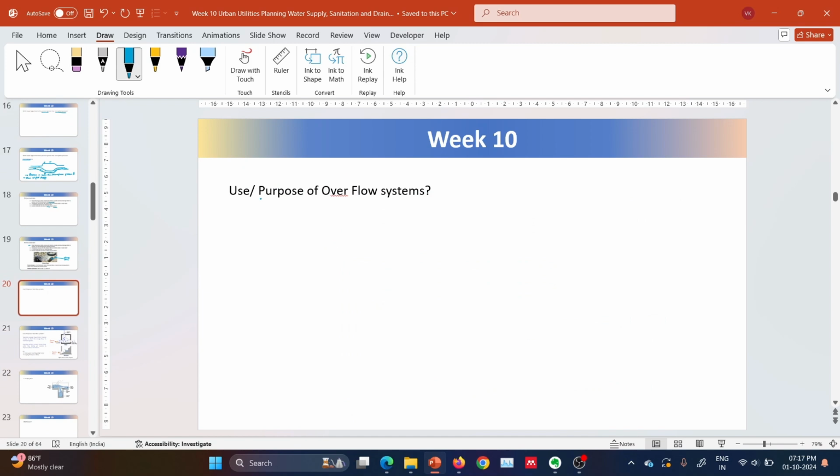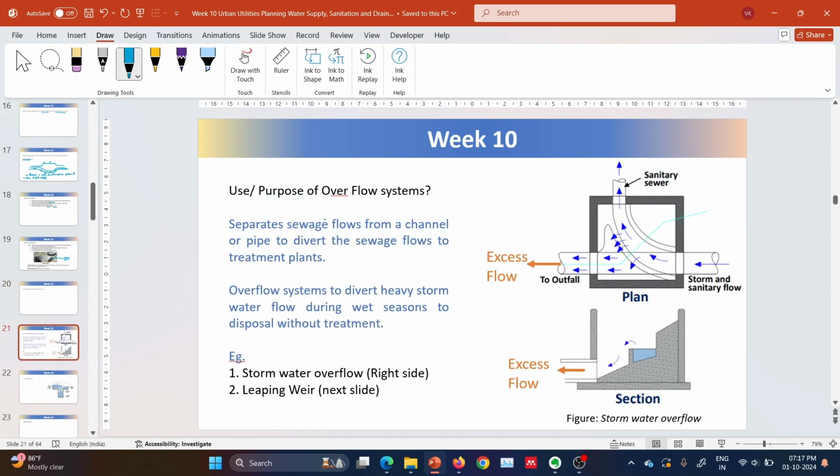What is the purpose of overflow system? Here we can see two overflow systems. One is the storm water overflow. So this is one system. The other is in the next slide.